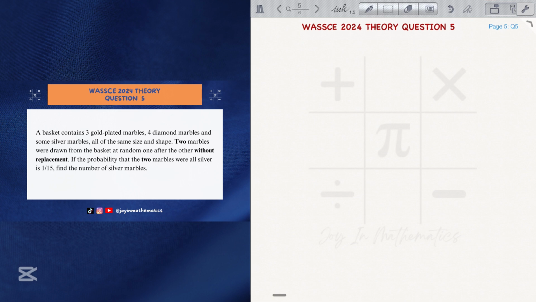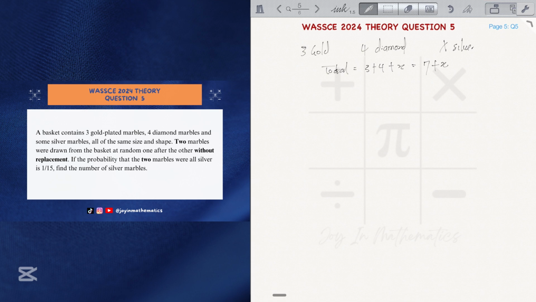The basket contains 3 gold plated marbles. So at the beginning we have 3 gold, we have 4 diamond marbles, and then we have some silver marbles. So let's call it X silver. So the total number of marbles will be 3 plus 4 plus X, and this is equal to 7 plus X.